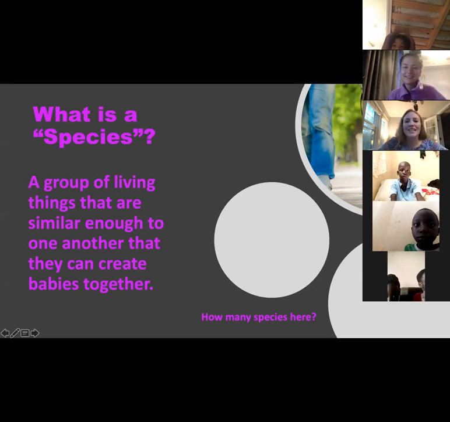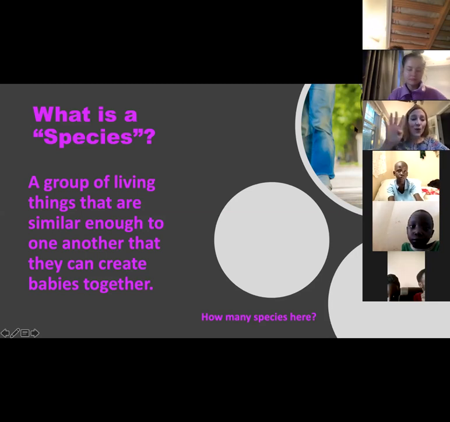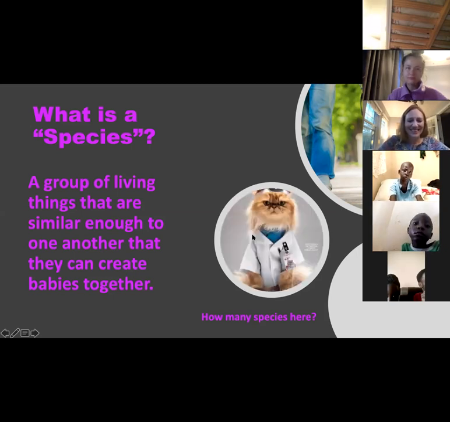So number one is dogs. Number two, a human. Yeah, human beings. And then number three, I see at least one type of tree. And then I see one species of grass at least. So actually, there are at least four different species in this picture. So let's try again. Ready? These are living. Yeah, trees are living. How many species in this picture?